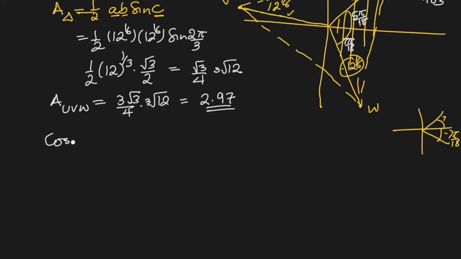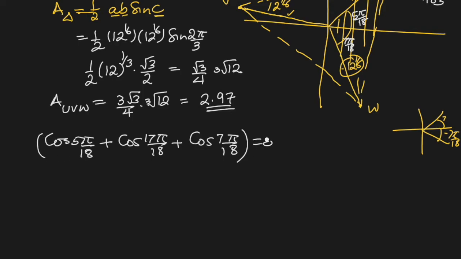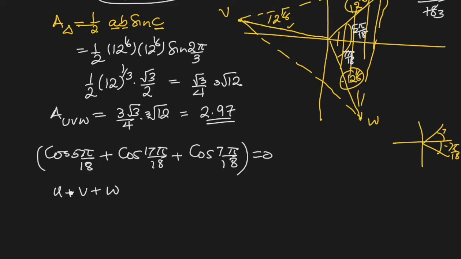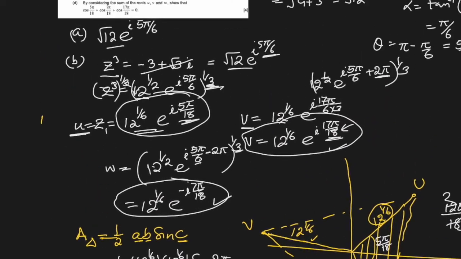Cos 5 pi by 18 plus cos 17 pi over 18 plus cos 7 pi over 18, this thing is equal to 0. This is what we have to show with the help of the 3 roots, which is u plus v plus w. For finding the sum of roots, we should know the original equation. So let's see what it is.